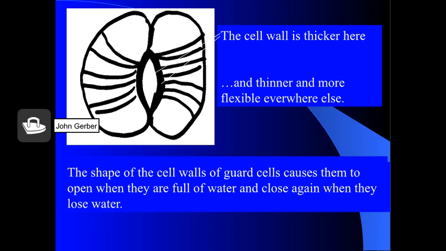The guard cells are able to open and close the pore of the stomate because of the particular configuration of the guard cell. One side of the cell has a much more thickened cell wall than the other side, which is thinner and more pliable. The thinner wall stretches and bends. This causes the pore to open.